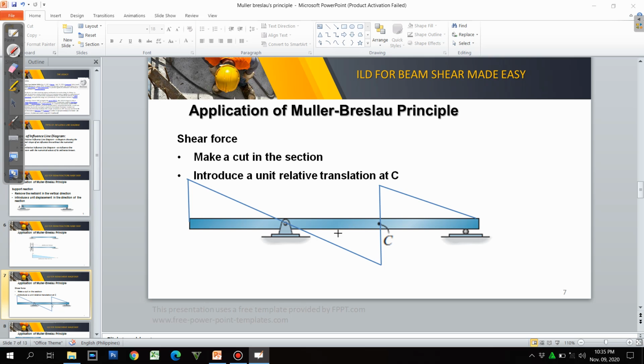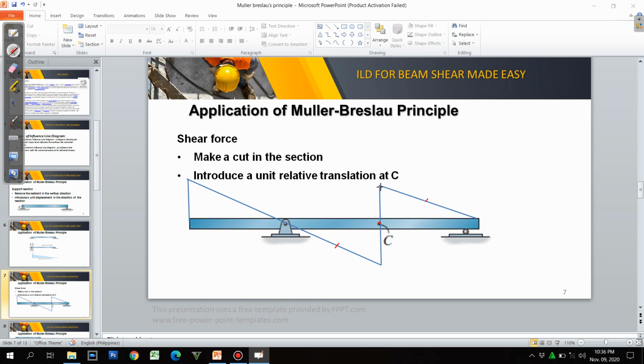So here it is. Remember that these two lines here are just parallel to each other. As we can see, this section here is enclosed by two reactions, say the pin and the roller here. So therefore, this is parallel. We can use the similar triangle.